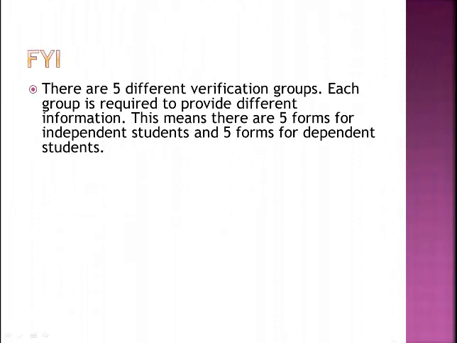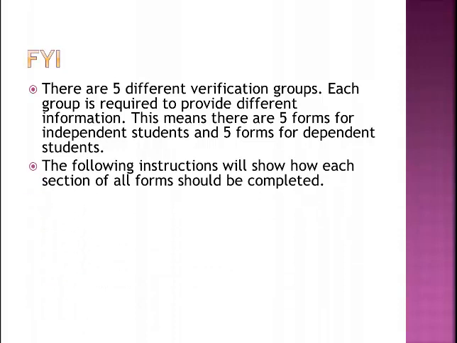There are 5 different verification groups. Each group is required to provide different information. This means there are 5 forms for independent students and 5 forms for dependent students.